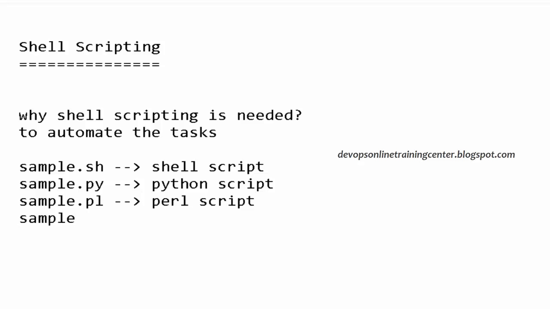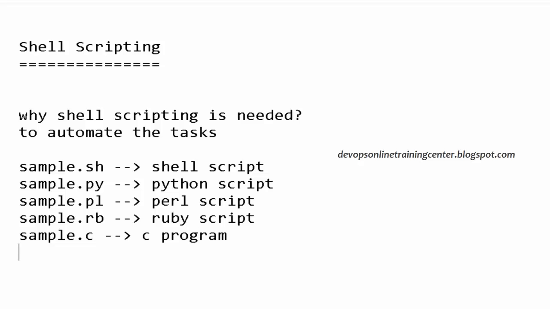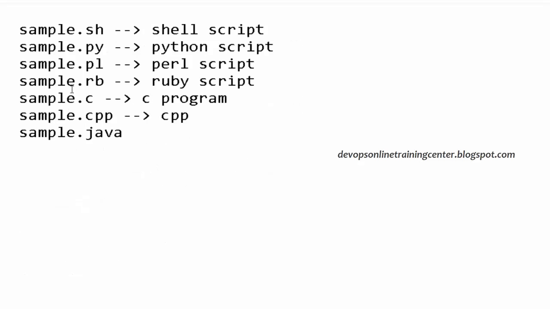or sample.rb is a Ruby script. What is sample.c? This is a C program. In the same way, sample.cpp is a C++ program, and Sample.java is a Java program. So this is the general syntax we follow, right?